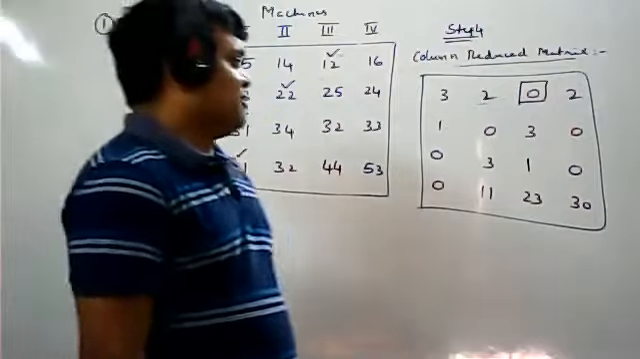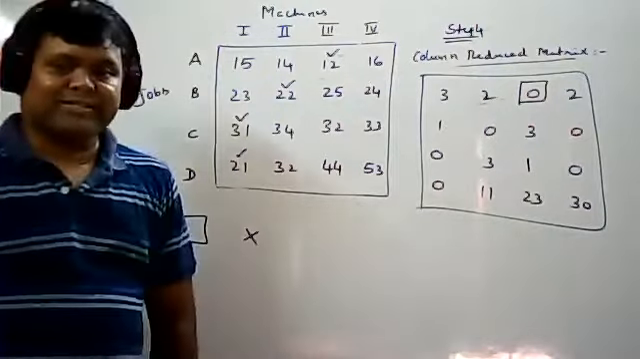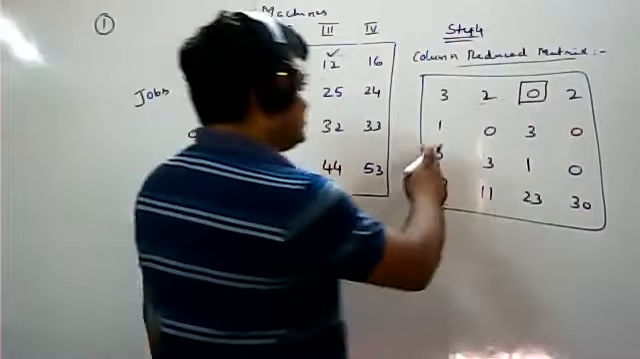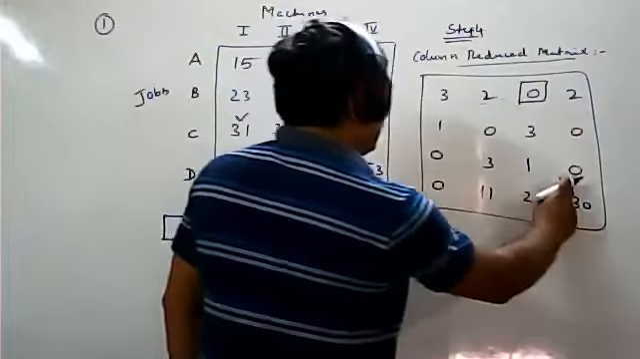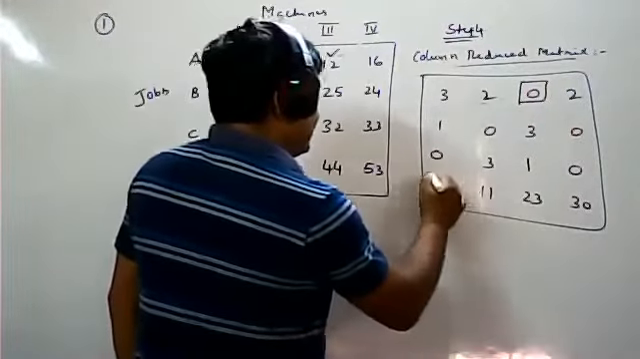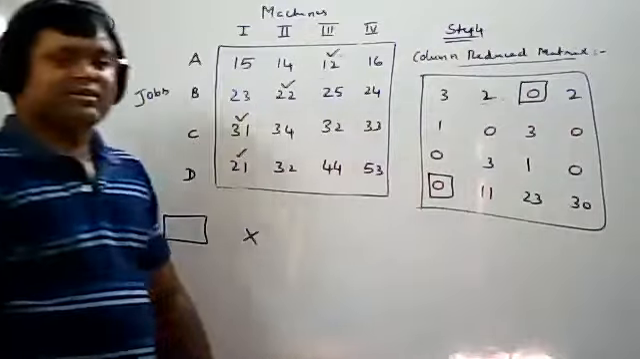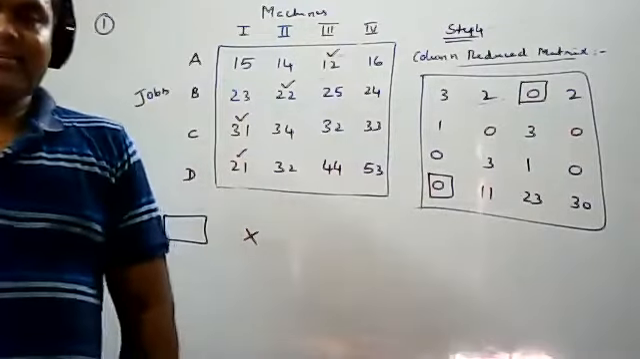Okay. Next, go for a single zero. Is there any row consisting of a single zero? The second row has 2 zeros. The third row also has 2 zeros. The fourth row has a single zero. Single zero means directly make the assignment. A single zero is there, so directly make the assignment.